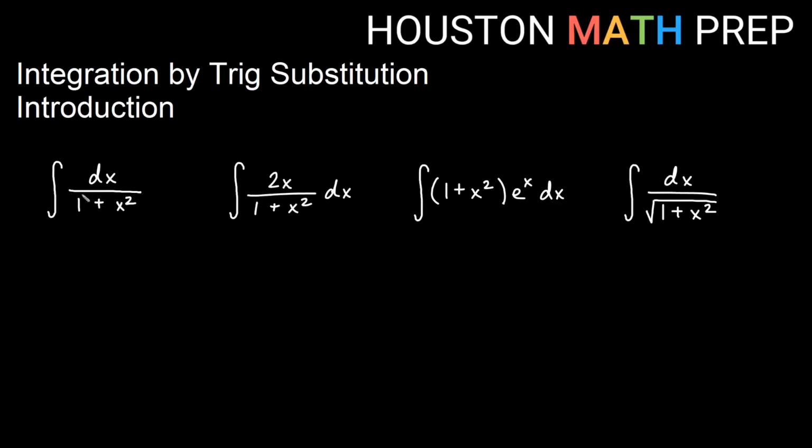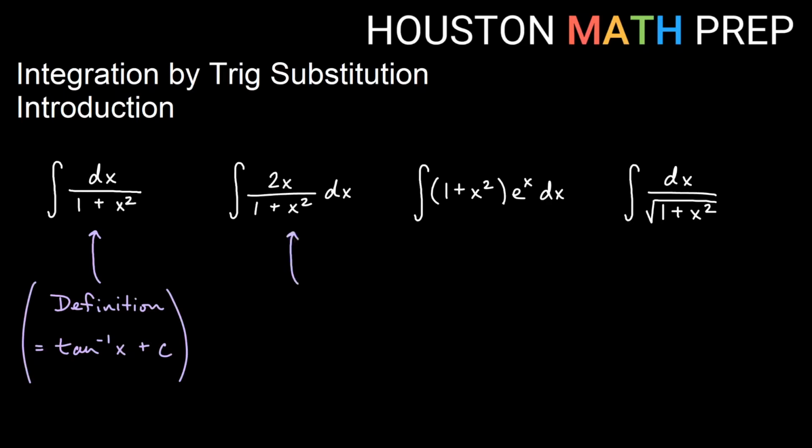The first one, integral dx over 1 plus x squared. This is just a definition. When we do the antiderivative of this, we should just get that this is the inverse tangent of x plus some constant. After we've learned some definitions and antiderivatives, then we go on to learn a method of substitution.